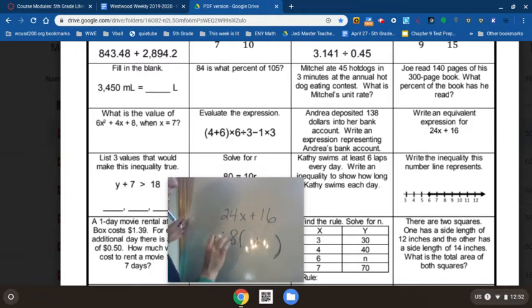And how many 8s are in 24? We put 3. So you think of it like 8 times 3x is still 24x. Okay, and then extract out the 8 out of the 16. How many 8s are in 16? 2. So 8 times 2 is 16. So 8 times 3x is 24x. 8 times 2 is 16. You still get the same answer.